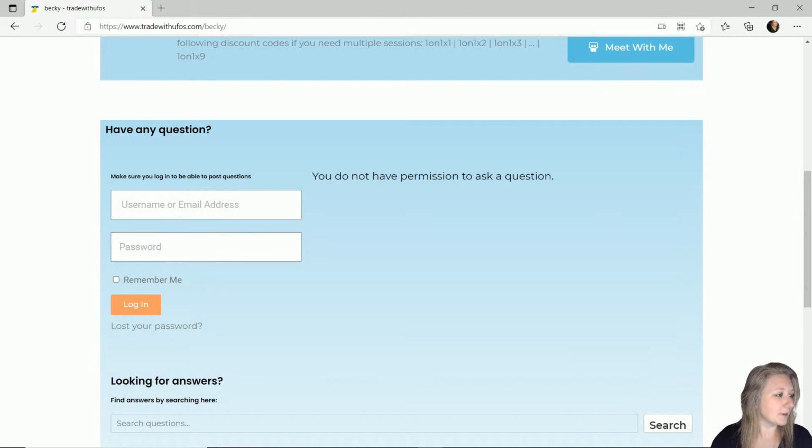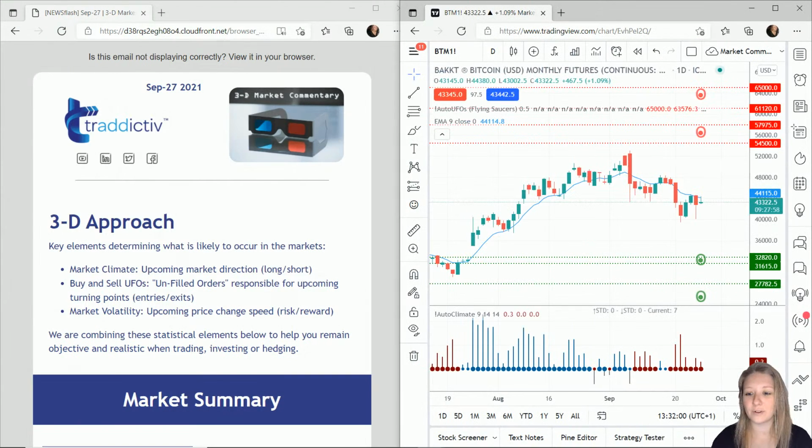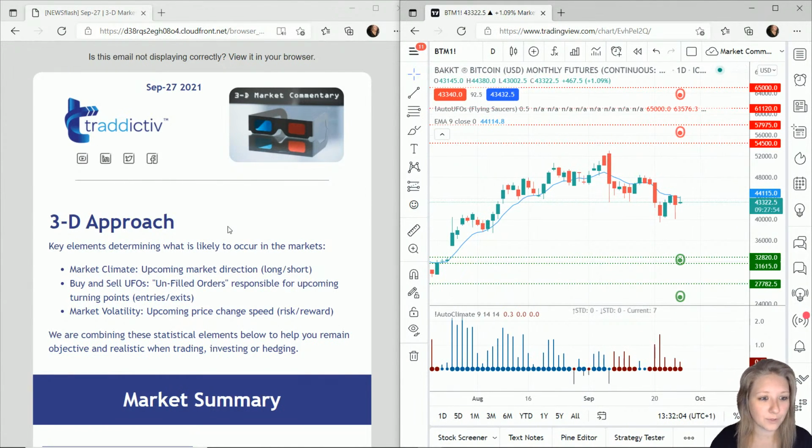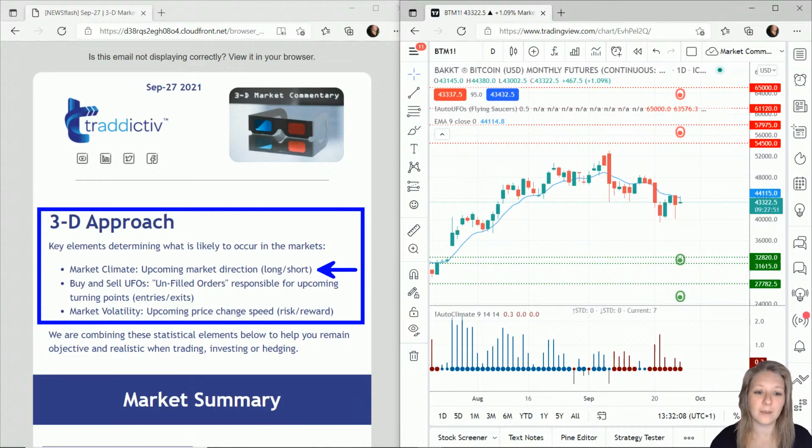Okay, so let's pull up our email that we send out every day. That's what it looks like, and it is relevant, of course, to market data, market information. So let's have a look at what's going on. We have our 3D approach looking at 3 separate elements, and the first thing that we want to look at is upcoming market direction, meaning is the market going up, is the market going down, or maybe the market's not going anywhere, and therefore do we buy, do we sell, or do we do nothing? So do we go long or short, or do nothing, basically.